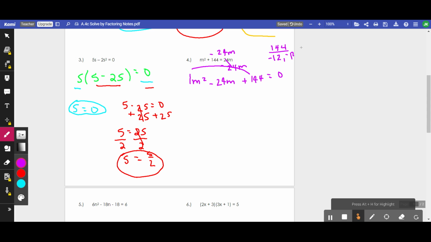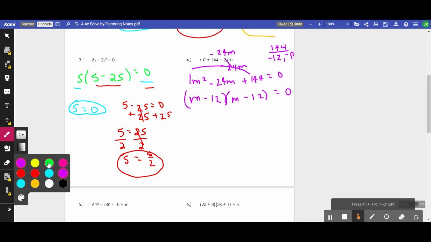And then the coefficient of your x squared, well, here it's m squared, but the coefficient of your squared term is 1, so you can use the shortcut. So your first factor will be m minus 12. And then your second one will be the same thing. And then to get your final solution here, you're setting each of your factors equal to 0. So I'll set my first one equal to 0 here. So you can have this equals 0.